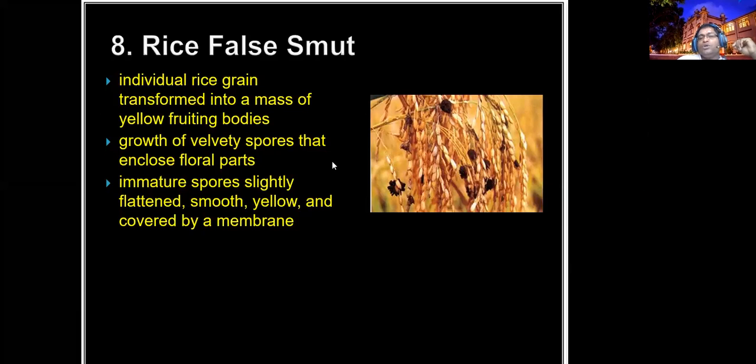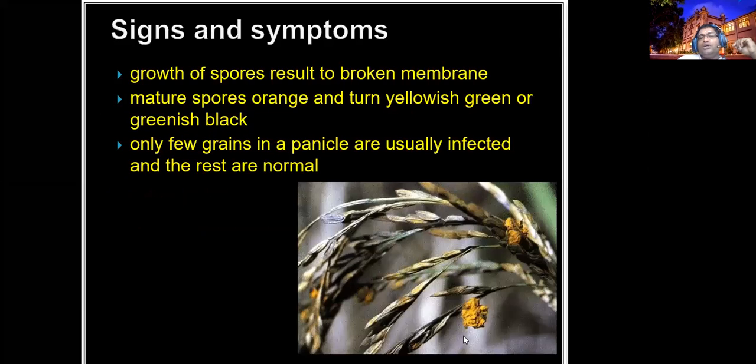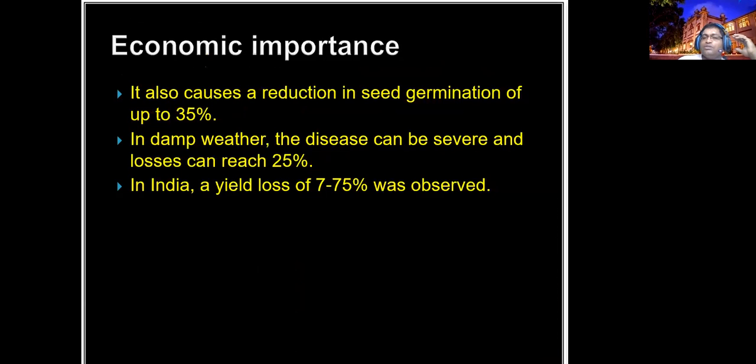And here you can see this incidence. You could have seen that in a rice field. The farmers are not saying that this is a disease. They are saying that it is happening because of a higher yield. But actually, this is a smut fungus causing this disease. This fungus causes poor seed germination, a 35% reduction.